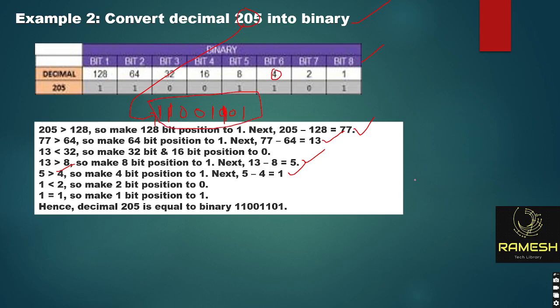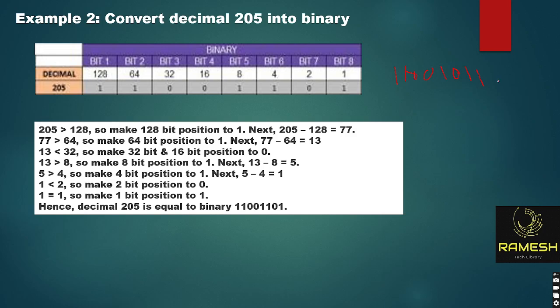So this is how you convert decimal to binary. Similarly, I'm giving you another task: convert a binary value into decimal, like this, some random value, 11001011. Just convert this value into decimal.